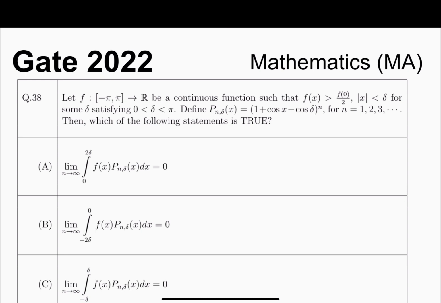Okay, so let's start. Today we'll solve a GATE 2022 question from real analysis, question number 38. It says: let f be a continuous function on minus pi to pi such that f(x) is bigger than f(0)/2 for mod x less than delta, for some delta between 0 and pi. Let us also define P_n,delta(x) to be (1 plus cos x minus cos delta) to the power n, for n belonging to natural numbers.